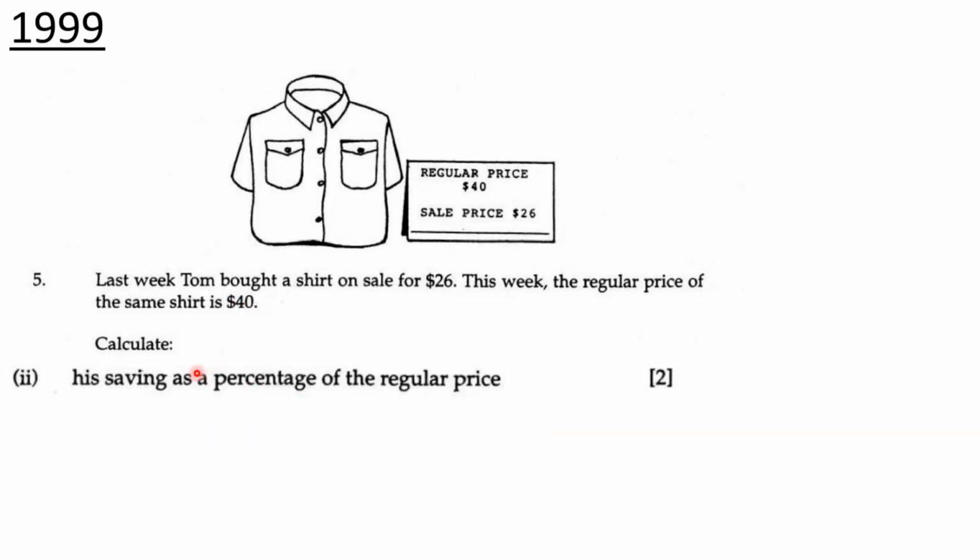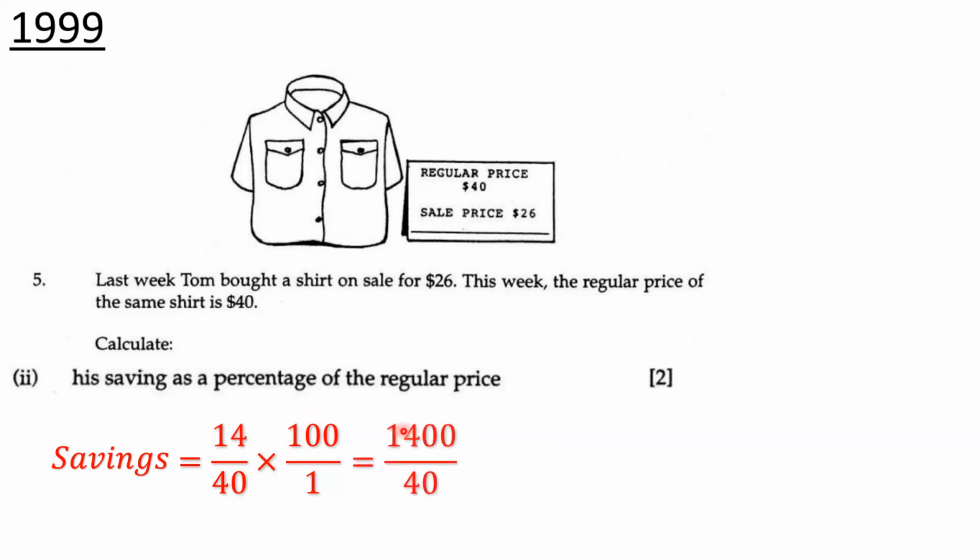So let's first write the fraction, 14 over 40, that's the regular price, 14 over 40, multiplied by 100 over 1. So 14 times 100 is 1,400. And 40 times 1 is going to be 40. And so we divide 1,400 by 40, and we get 35%. So his percent saving is going to be 35%.